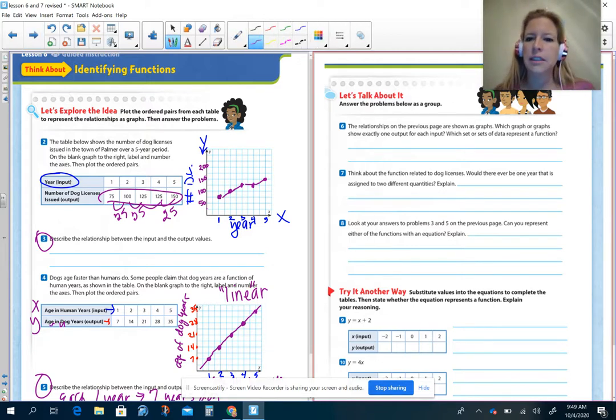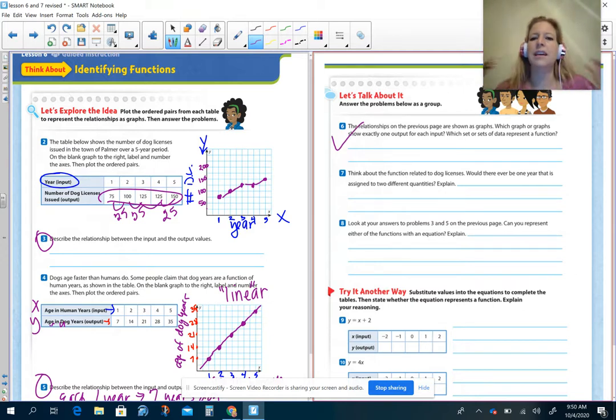And number 6 says, the relationships on the previous page, that's why I'm showing them like this. Which graph or graphs show exactly one output for each input? One output for each input. Well, they both do, don't they? Yeah, and so which set or sets of data represents a function? Do they both represent functions? Absolutely. Does each input have one output? Yes. Okay. So good job on that one.